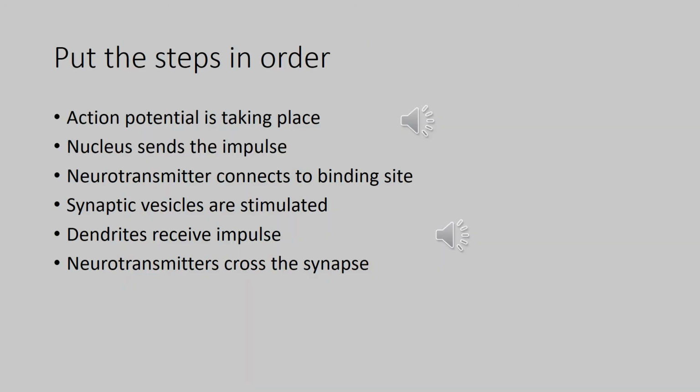Here I would like you to pause for a moment and see if you can put the different steps in order for neural communication. The first step would be the dendrites receive the impulse. The second step, the nucleus, will send the impulse. The third step, the action potential, is taking place. The fourth step, the synaptic vesicles are stimulated. Then the neurotransmitters cross the synapse. And finally, the neurotransmitters connect to a binding site.